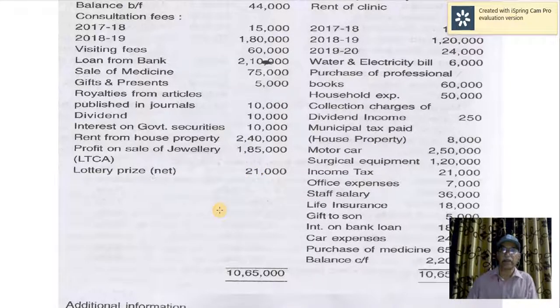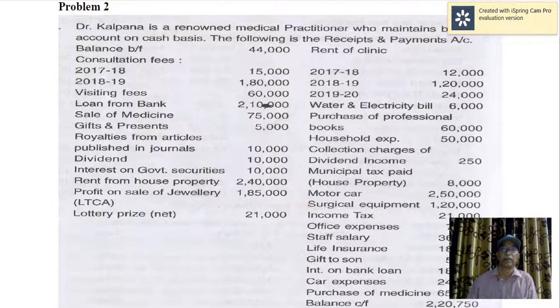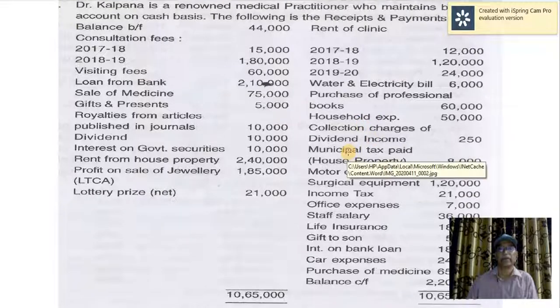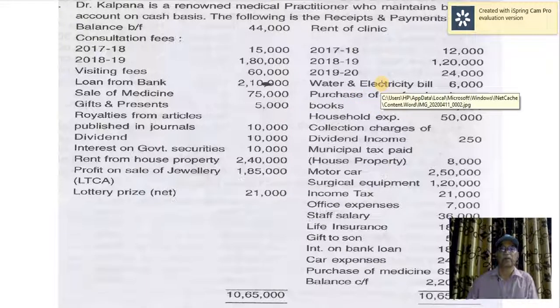Look at the payment side. Payment of rent of clinic for all the 3 years should be considered because payments are maintained on payment basis, and in the case of receipts, on cash basis. Water and electricity bill, that is professional expense. Purchase of professional books not allowed, but depreciation is allowed. Household expenses, that is not an expense of the medical practitioner. That is not the expense of income from profession.